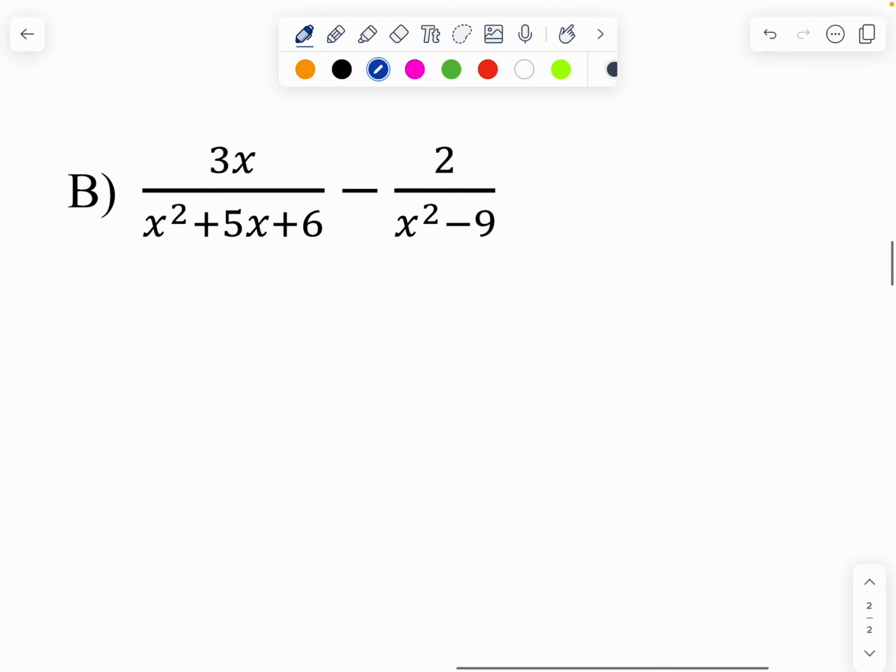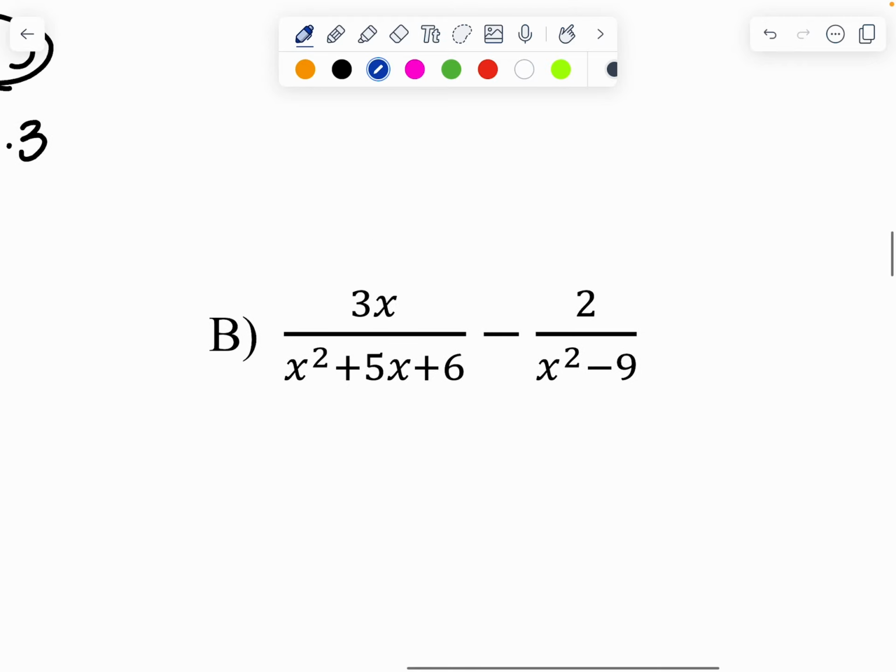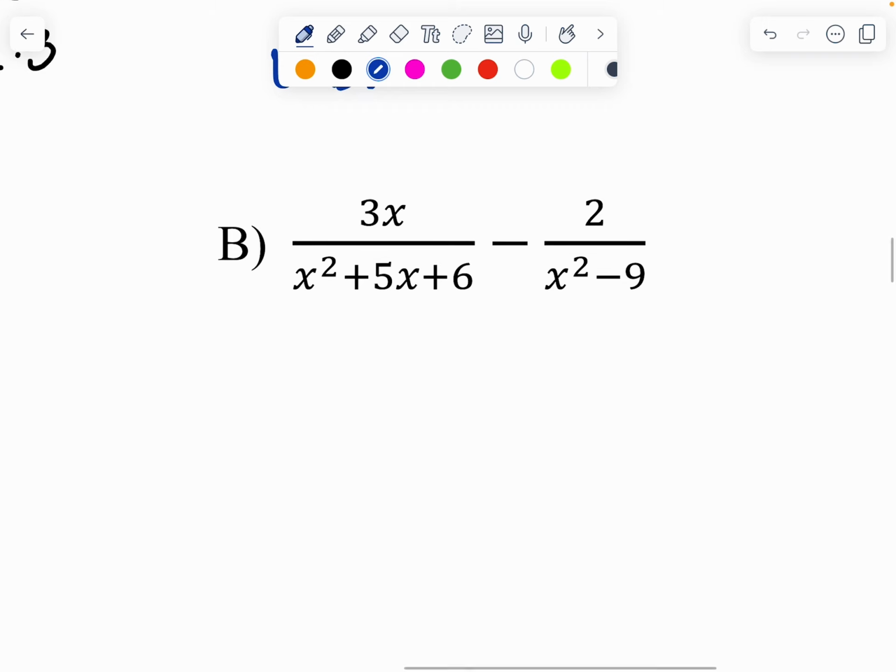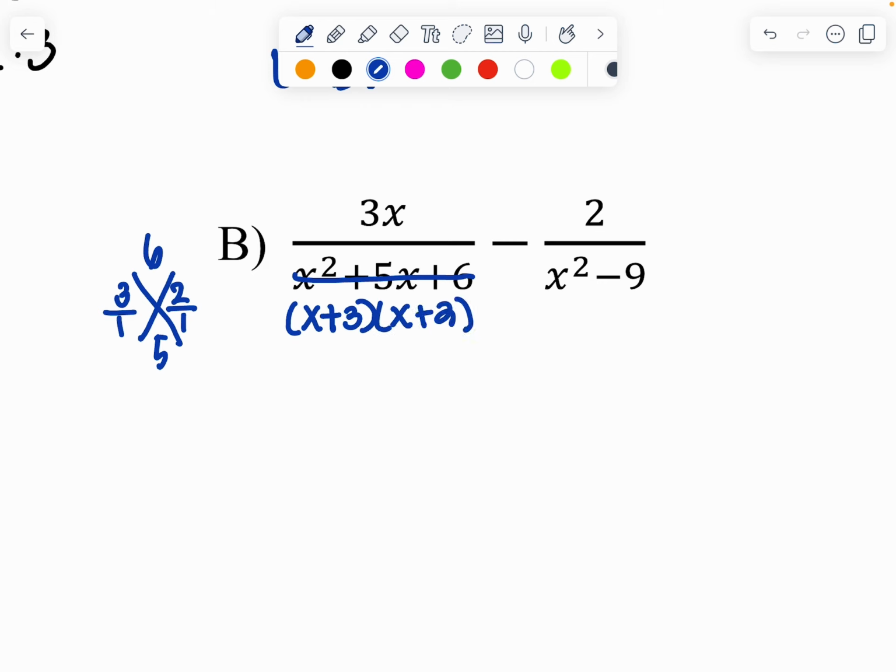All right, next one right here, okay? I first need to find the LCD. In order to find the LCD, the denominators have to be completely factored. So let's go ahead and factor this denominator here. I need 2 numbers that multiply to give me 6 and add to give me 5, which are 3 and 2. And then divide by a, which is 1. So this becomes, bottoms up, x plus 3 times x plus 2. Difference of squares, x plus 3 times x minus 3.